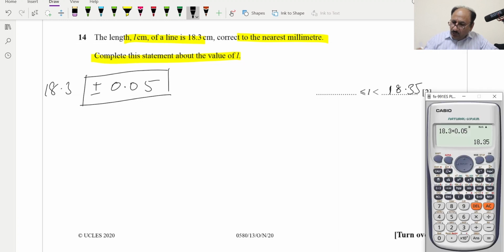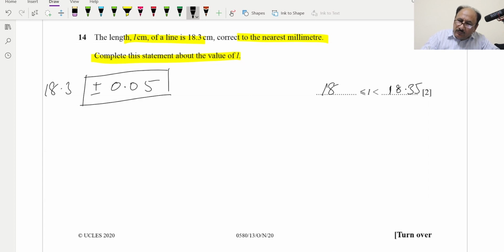18.35. Now the lower bound, for lower bound we will be subtracting, changing this plus with minus, and we will get 18.25. So 18.25. This is 2-mark question. Keep in mind, we cannot switch these two values. If you switch these values, you will not be getting 2 marks. You will be getting only 1 mark.